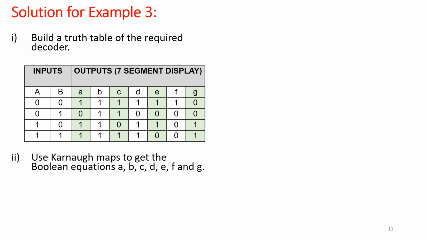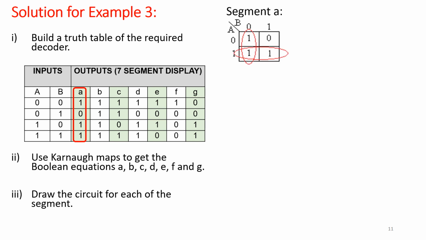Next, we need to use Karnaugh maps to get Boolean equations for A, B, C, D, E, F, G and draw the circuit for each of the segments. So let's start with segment A. We can fill in this K-map with the values from the truth table, that is 1, 0, 1, 1, and then we circle out the groups of 1s, and we find that the output segment A is equal to B bar plus A. For segment B, since all the entries are 1, whatever the A and B values are, it will simply be equal to 1.